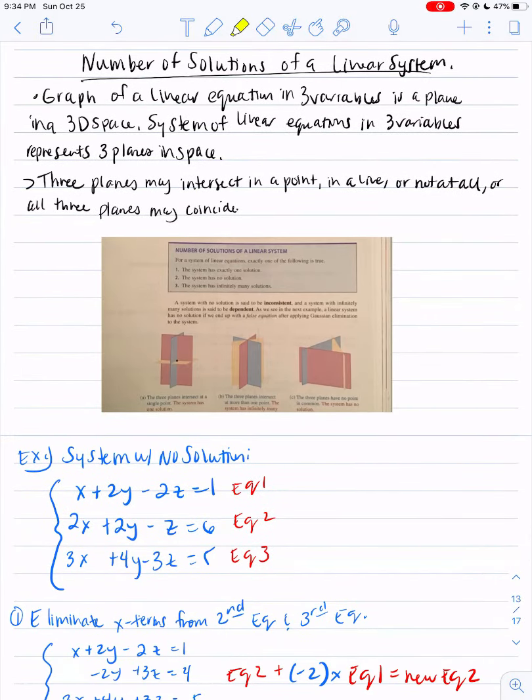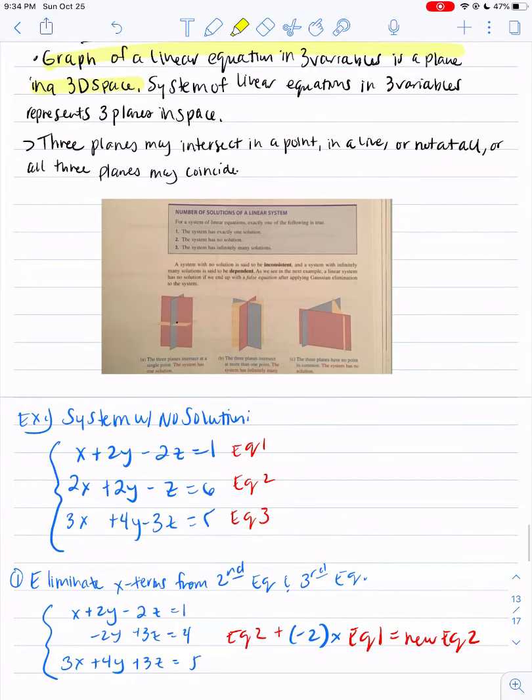So regarding the number of solutions of a linear system, the graph of a linear equation in 3 variables is like a plane in 3D space. So a system of linear equations in 3 variables represents 3 planes in space.